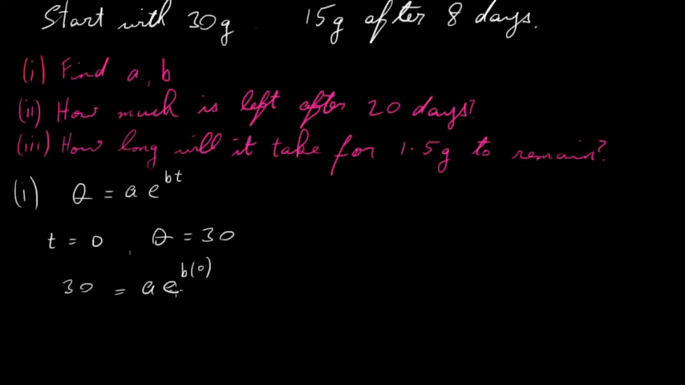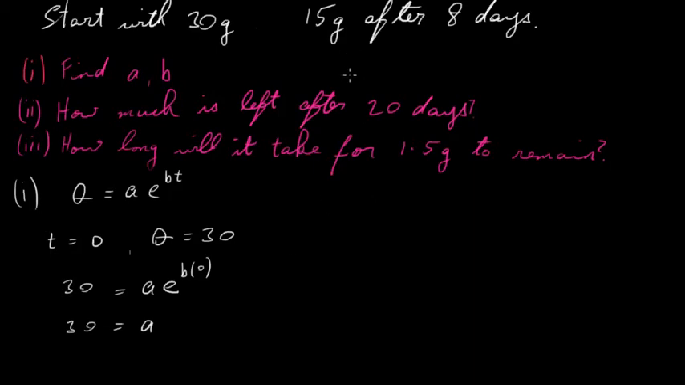So e to the power of b times 0. 0 times b is 0, so we end up with e to the power of 0. Anything to the power of 0 is 1. So this part of our equation here will just become 1. So we just end up with 30 is equal to A times 1, which is just A. So now we know what A is. A is just 30.